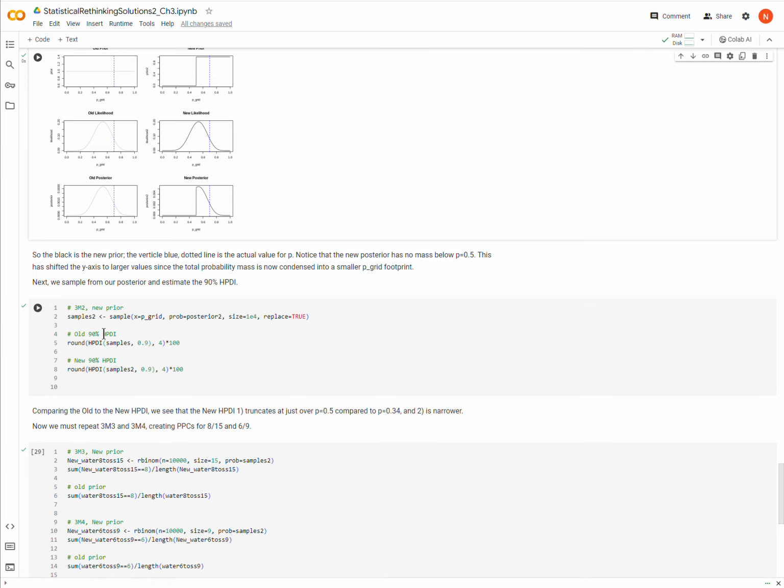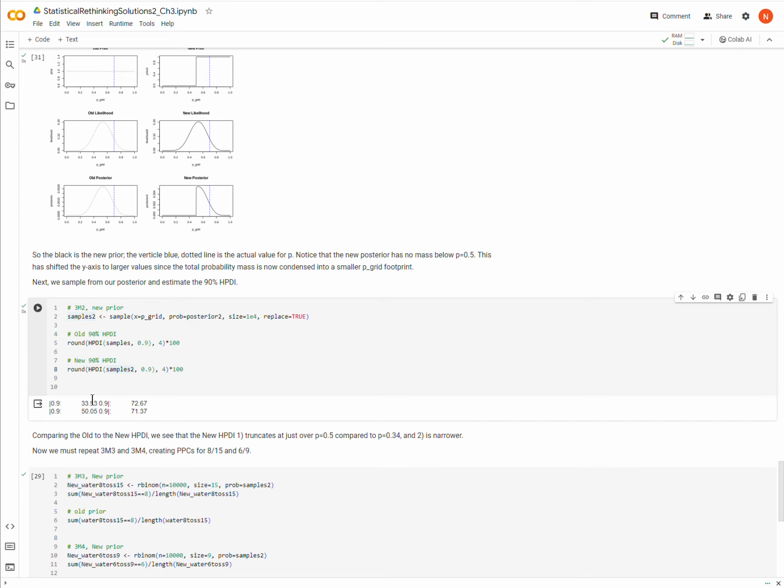And then calculate the 90% HPDI. We're going to do that, and then we're going to compare that to the old one. The first thing that will pop up is the old one, I guess, and then the new one. So when I run that, this is not the greatest readout, but let's take this top line first.